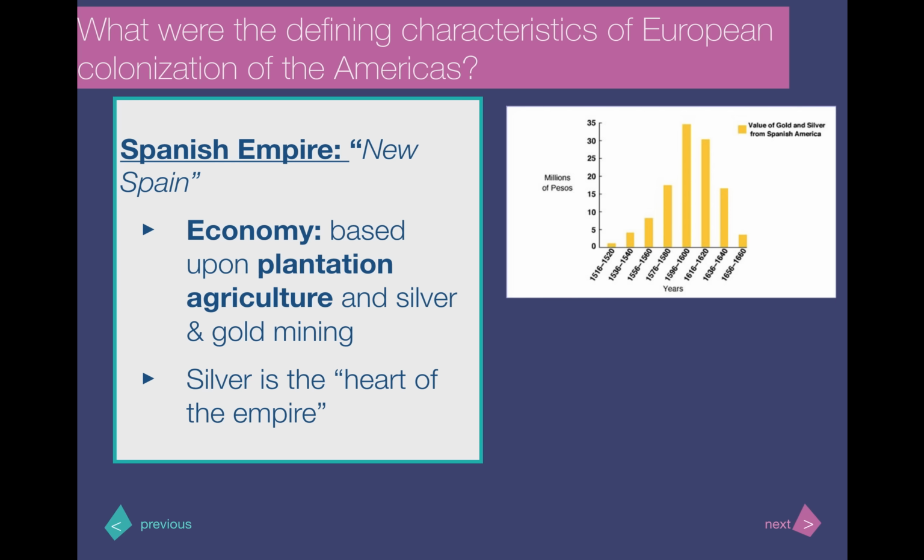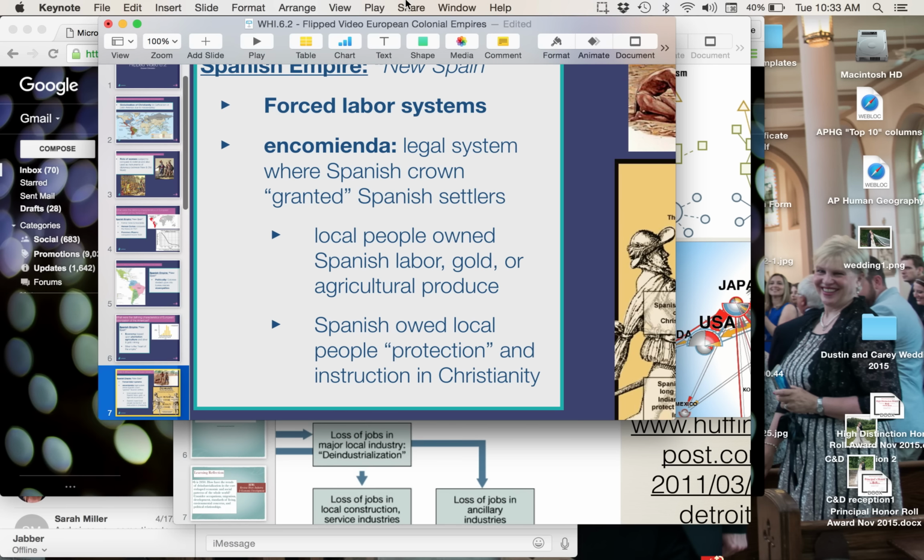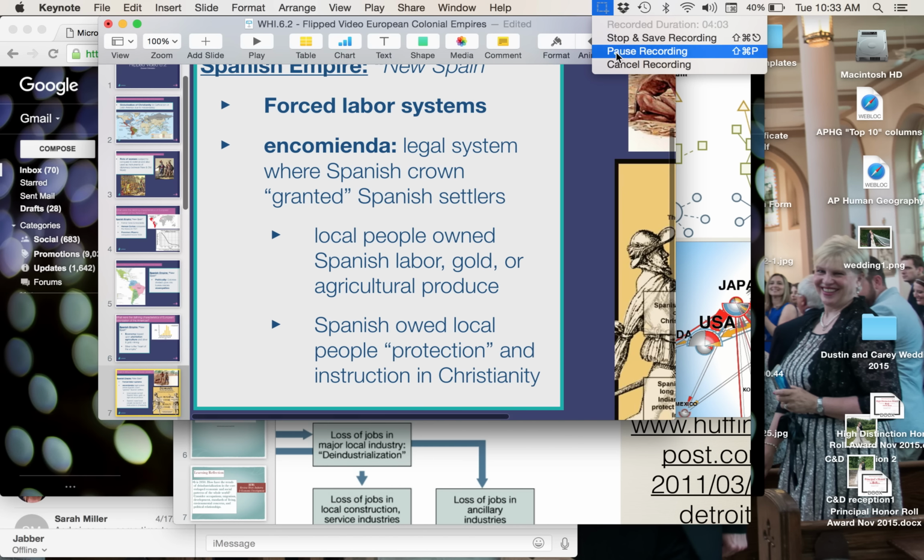And of course, the conquistadors and the Spanish were very interested in extracting silver and gold. Silver was even considered to be the heart of this empire. You can see the massive amount of wealth that was being extracted from the colonies and exported to Spain. Now, naturally, this plantation agriculture and the mining system is going to lead to the development of forced labor systems.